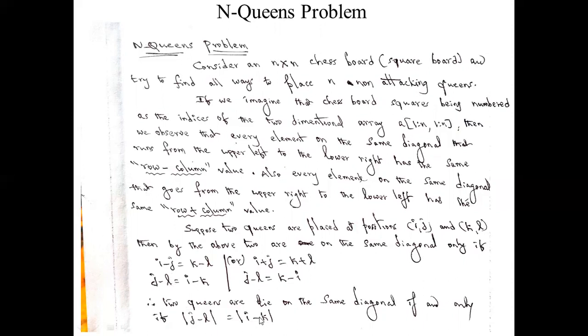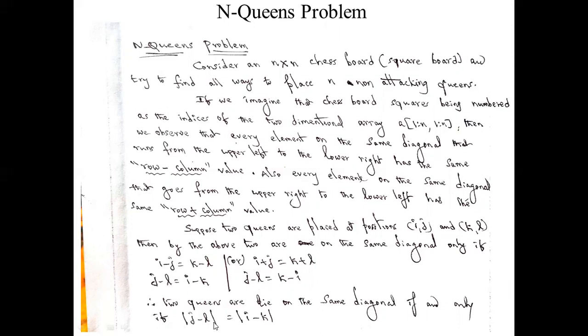If both are the same, irrespective of the sign, if both the magnitudes are the same, or the differences are the same, then we say that both are in the same diagonal. Similarly, how can you say both are in the same row? If i equals k, then both are in the same row. If j equals l, both are in the same column. So by seeing the row numbers and column numbers of both queens, we say that both are in the same row or same diagonal.